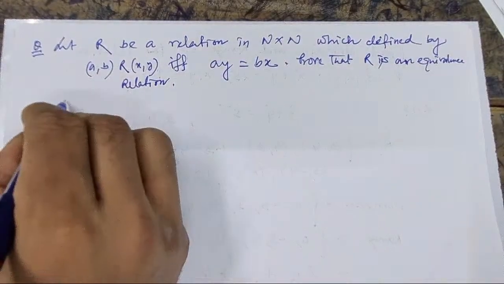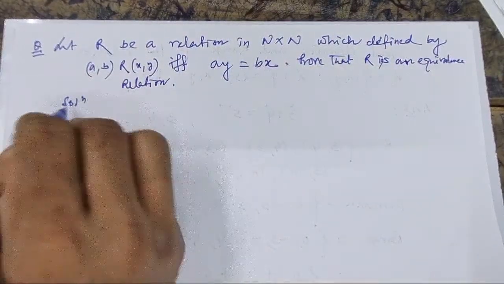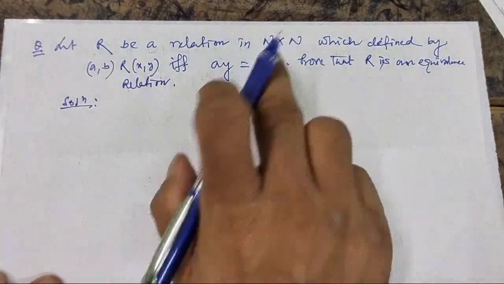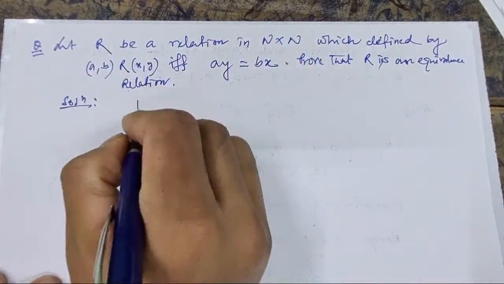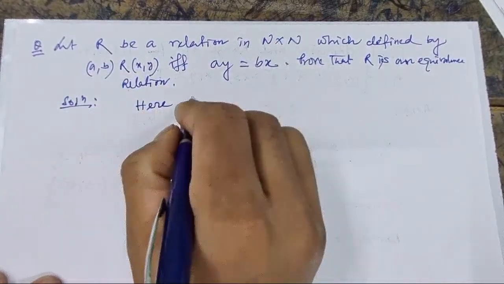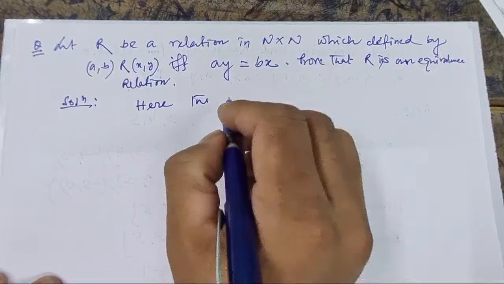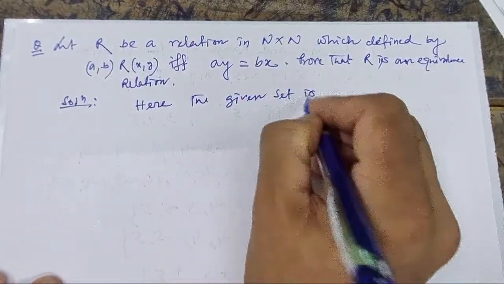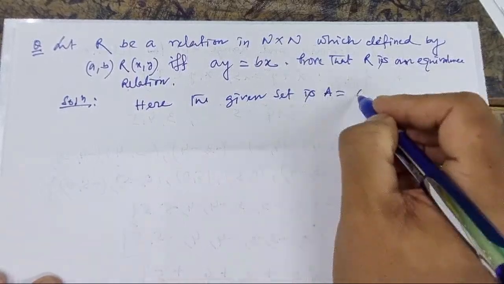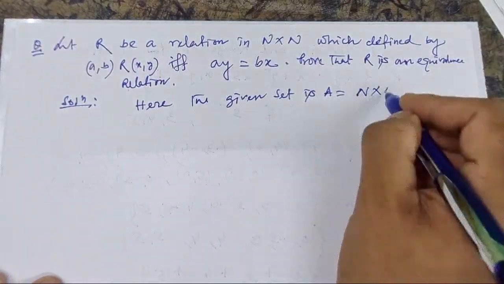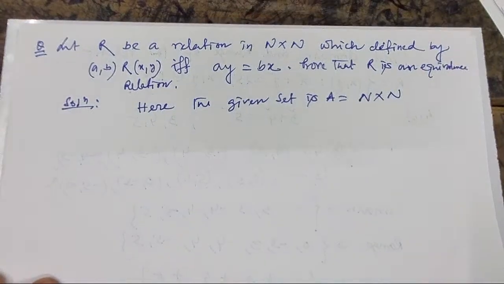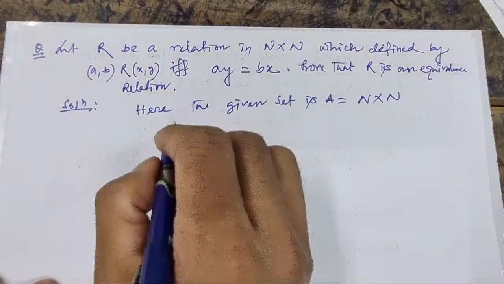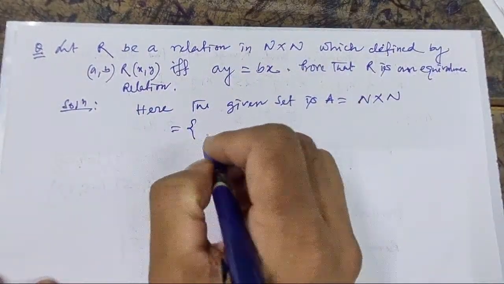Now what we can do, solution part. See, here actually the set taken is N cross N. Be very careful. Here the given set is A equals N cross N, means cross product of N and N. Okay, means it's like that.